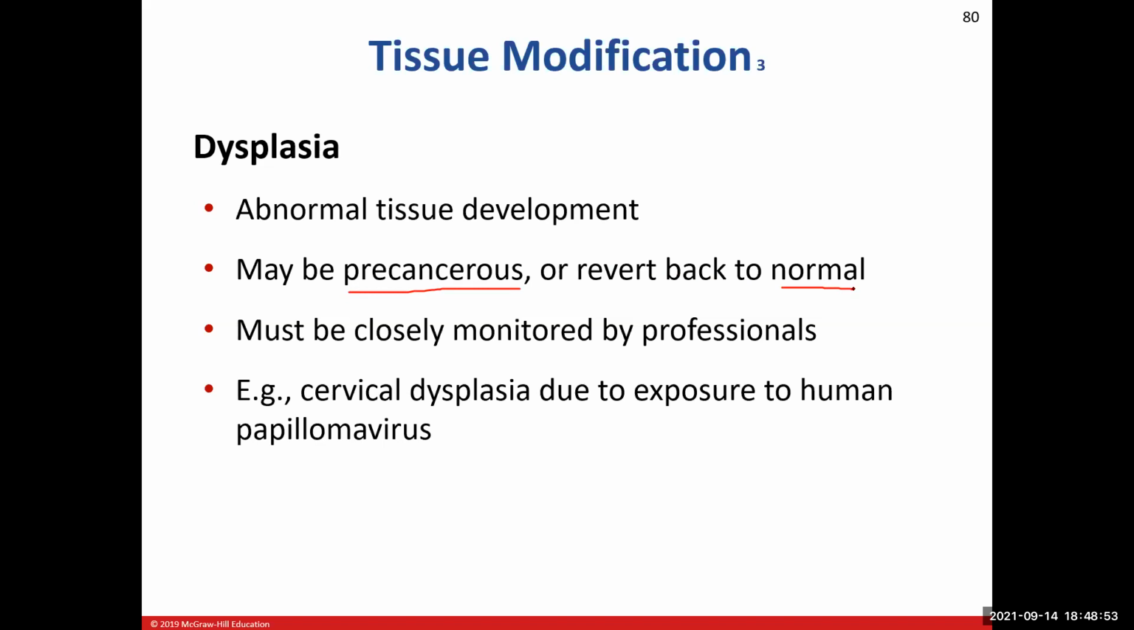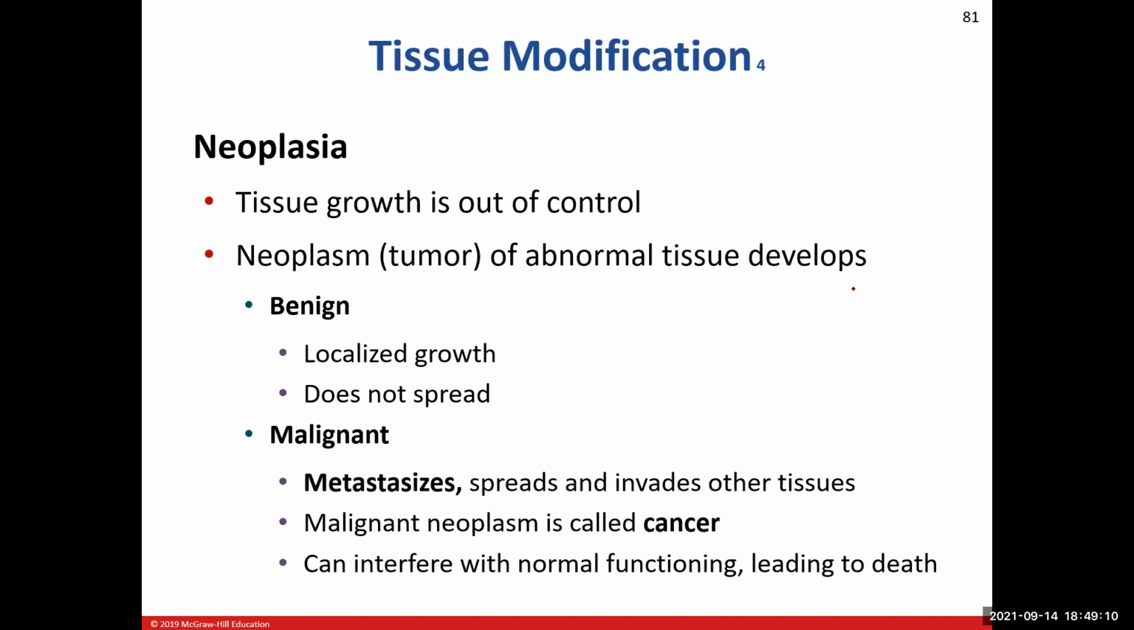That's why some folks, when they go in for a pap smear, are called back and asked to come back in for another pap smear in a month, just because they wanted to check, because there were some abnormal cells on the pap smear. And that's what this is. That's that dysplasia. And then there's the big one, neoplasia. This is when our tissue starts to get out of control. And so you hear the term neoplasm, which is a tumor, but we start to see that abnormal tissue development occurring.